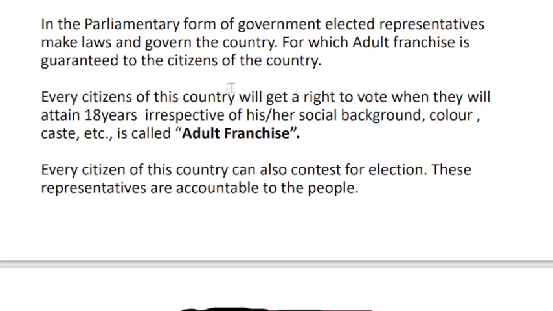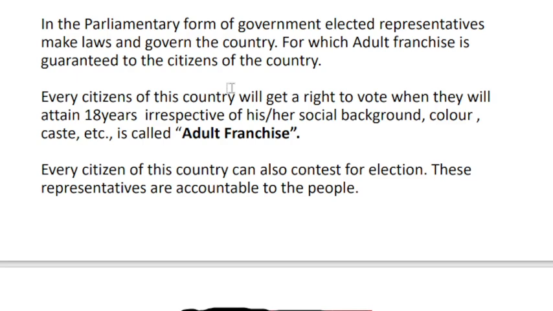What is the parliamentary form of government? Before that, you have to know about democracy. What is democracy? Democracy means a government in which the rulers are elected by the people. In which governments the rulers are elected by the people, that type of government is called a democratic government.